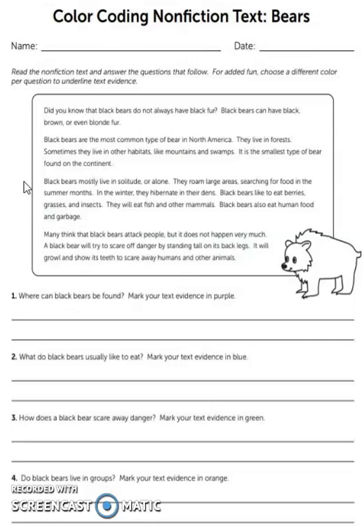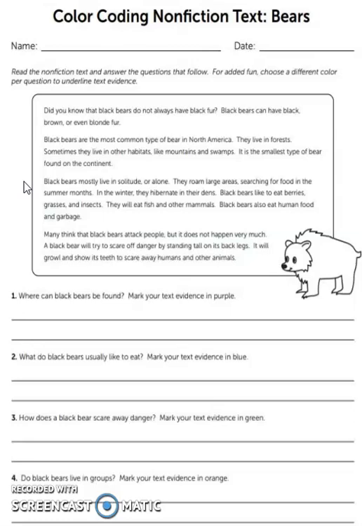It says, did you know that black bears do not always have black fur? Black bears can have black, brown, or even blonde fur. Black bears are the most common type of bears in North America. They live in forests. Sometimes they also live in other habitats, like mountains or swamps. It is also the smallest type of bear found in the continent. Black bears mostly live in solitude or alone. They roam large areas searching for food in the summer months. In the winter, they hibernate in their dens.